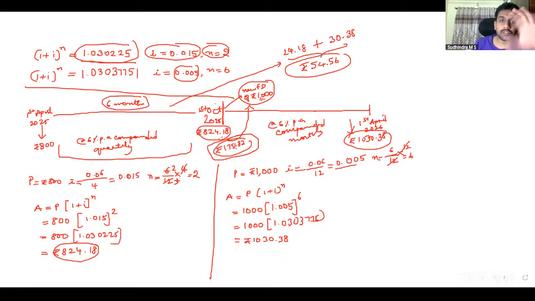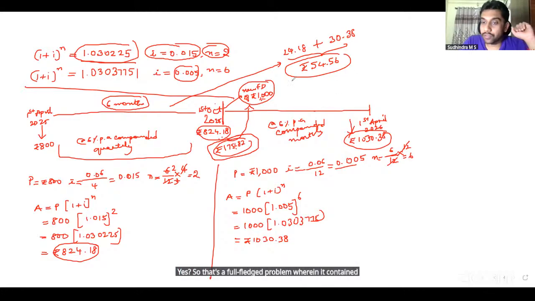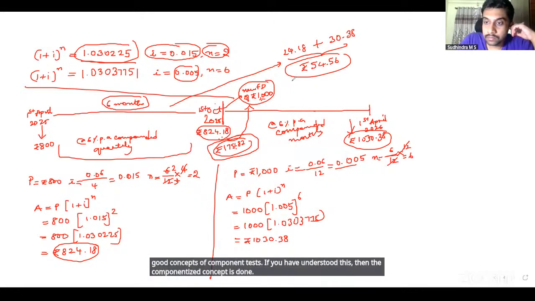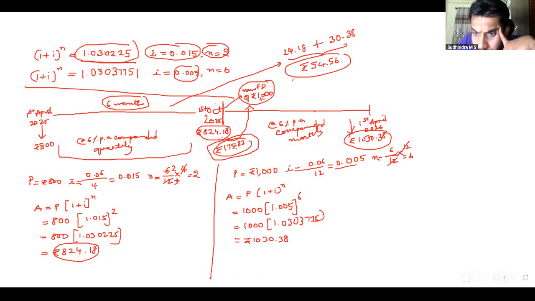Yes, so that's a full-fledged problem which contained good concepts of compound interest. If you have understood this, then the compound interest concept is done. Everyone clear?